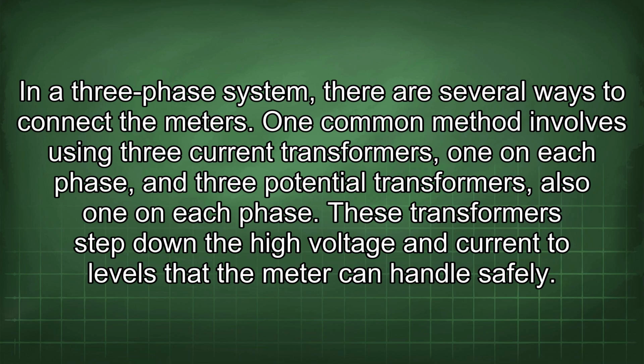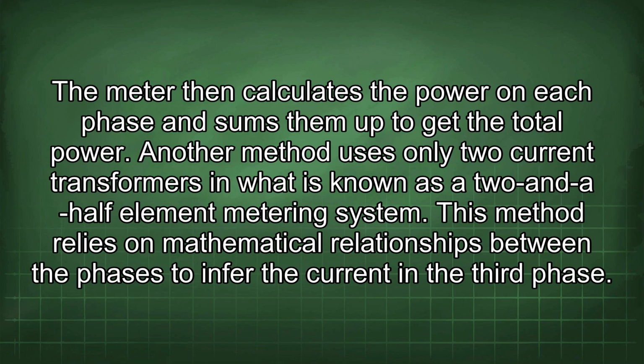One common method involves using three current transformers, one on each phase, and three potential transformers, also one on each phase. These transformers step down the high voltage and current to levels that the meter can handle safely. The meter then calculates the power on each phase and sums them up to get the total power. Another method uses only two current transformers in what is known as a 2.5 element metering system. This method relies on mathematical relationships between the phases to infer the current in the third phase.